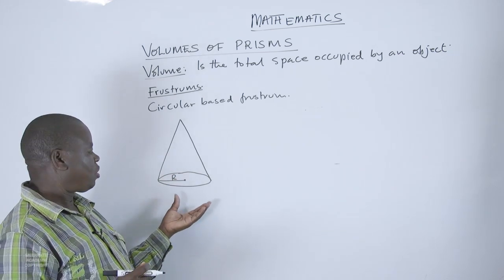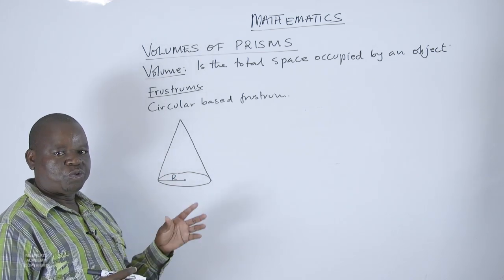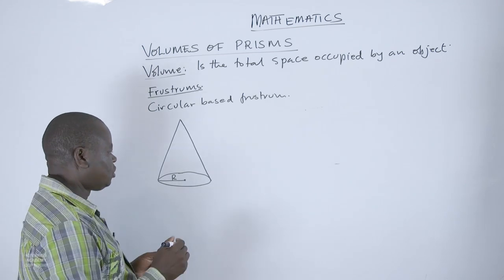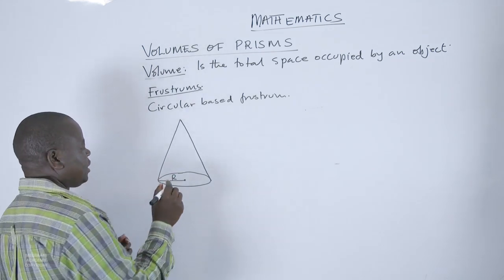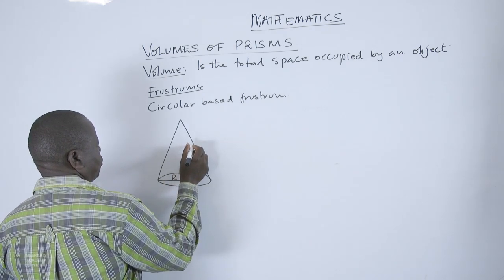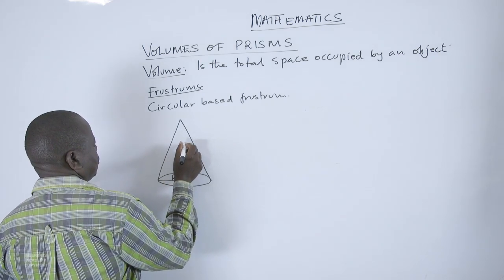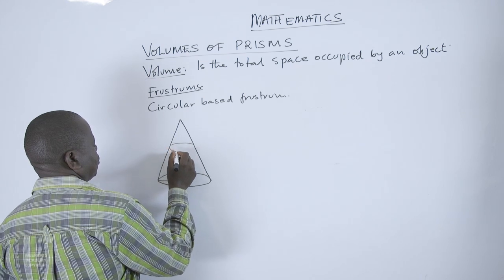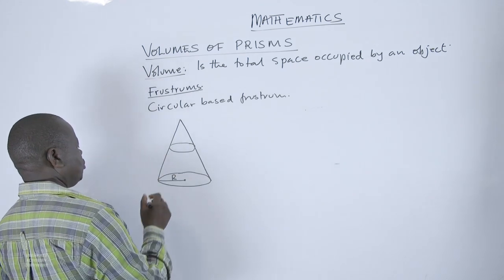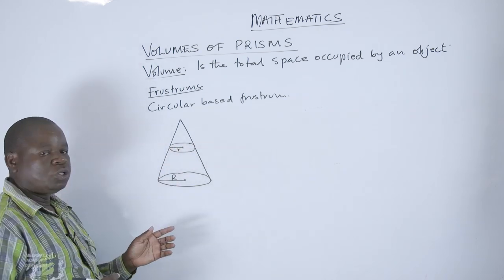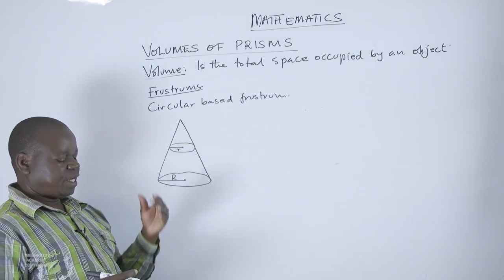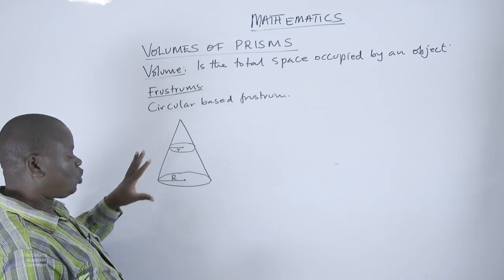This is the original cone which we want to make a frustum from. So we assume that we cut the top part. When we chop off the top part, this is what we obtain.